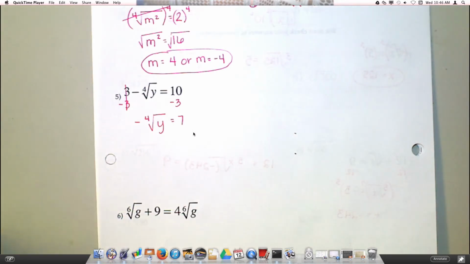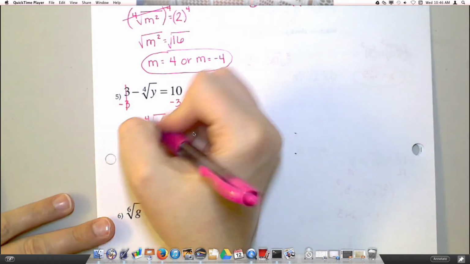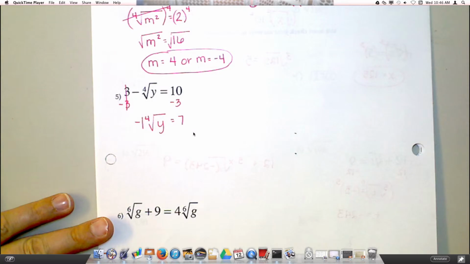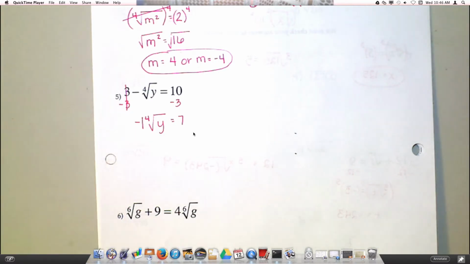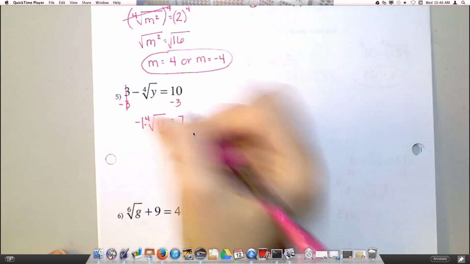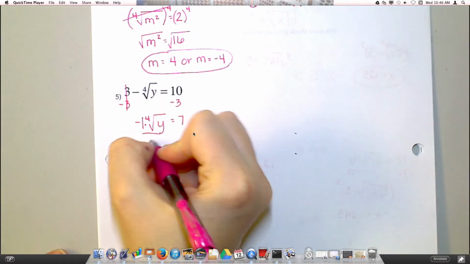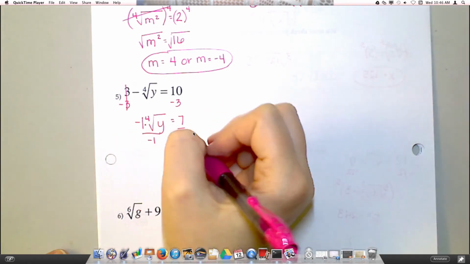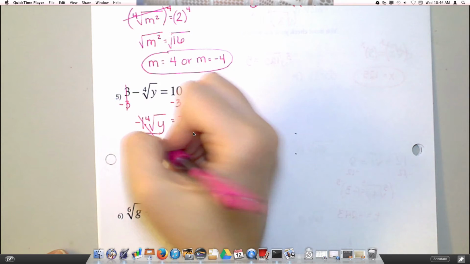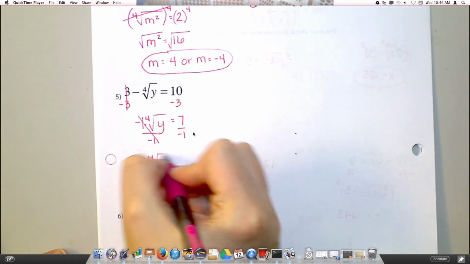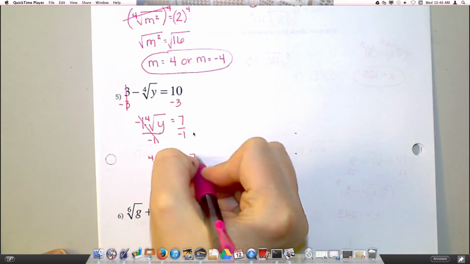How do I get rid of that negative sign? That's like a negative 1 hanging out in front of there. So I wouldn't add it, I would divide. I heard change all the signs, which actually works. This is negative 1 times the 4th root of y, so I'm going to divide by negative 1. What that's going to do is change all the signs. So it is okay to take that shortcut. Now I have the 4th root of y equals negative 7.